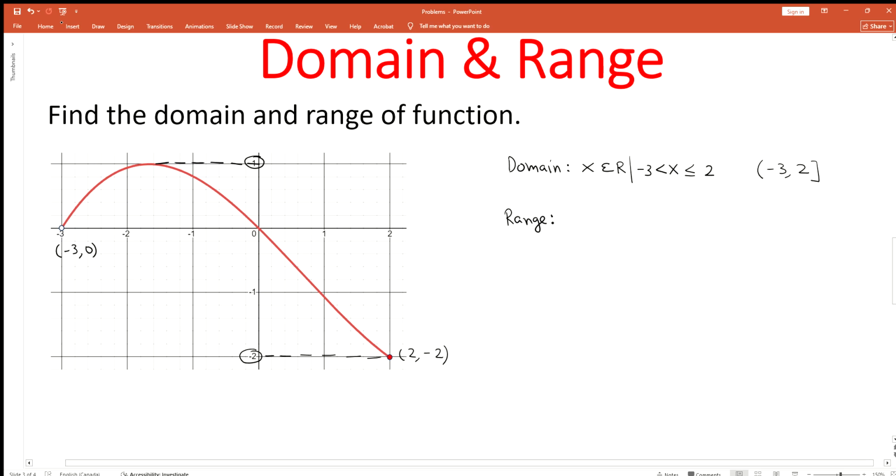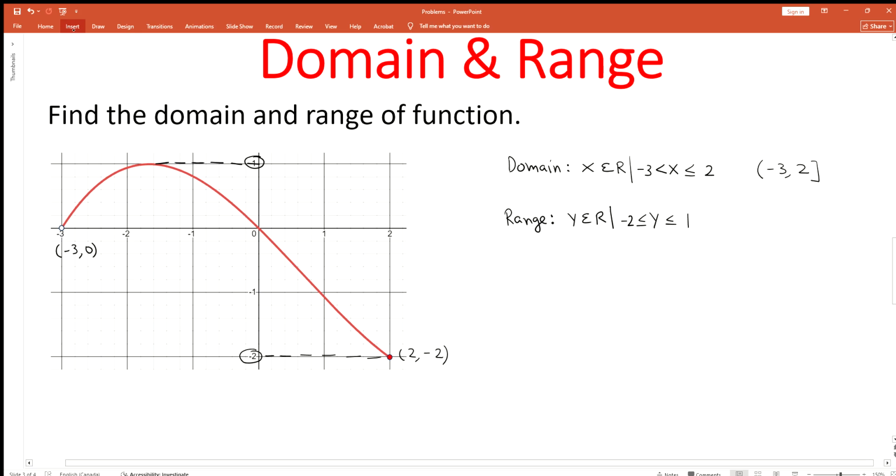At y equals -2, there is a closed dot or a closed circle on the curve. That means -2 should be part of the range, and the given graph has its maximum point at y equals 1. So y equals 1 should also be part of the range. So we can write the range in inequality notation as y is greater than or equal to -2 and less than or equal to +1. Both -2 and 1 are part of the range.